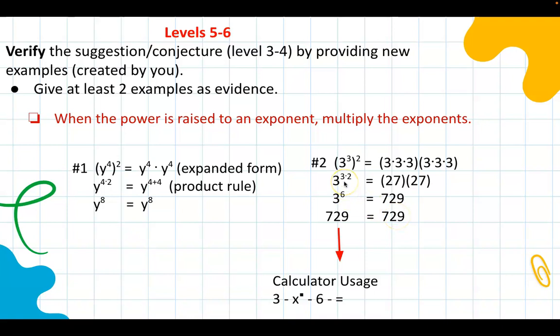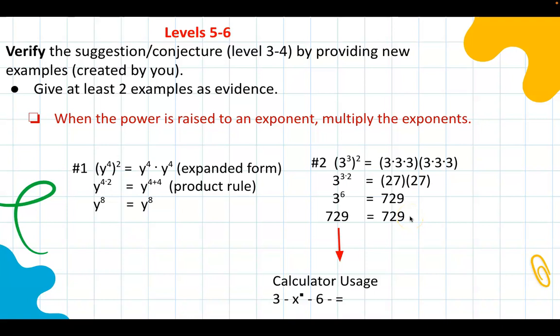On the other hand, I did the rule that I said, that you have to multiply the exponents. So 3 times 2 is 6. Then I use the calculator, and I show my keys here. I press the key 3, and then the next one is the X with the box, and then I typed in 6, and then I press the equal key, and it gave me 729, which is equal to the 729 on the right side.